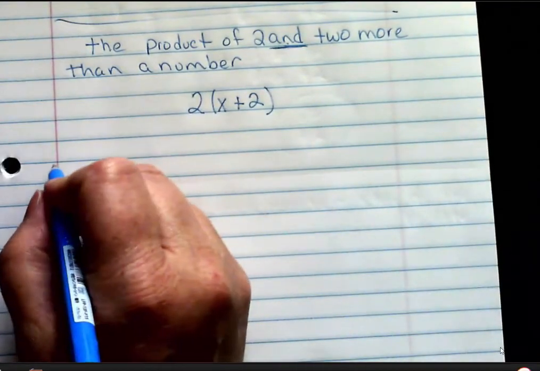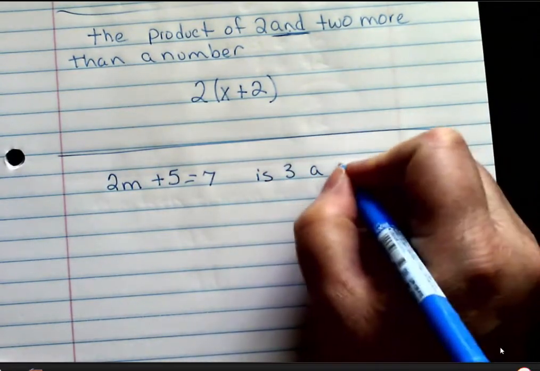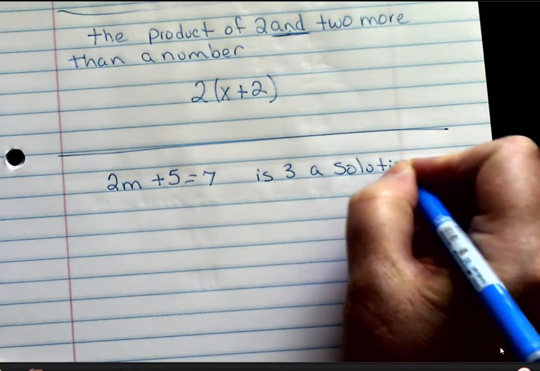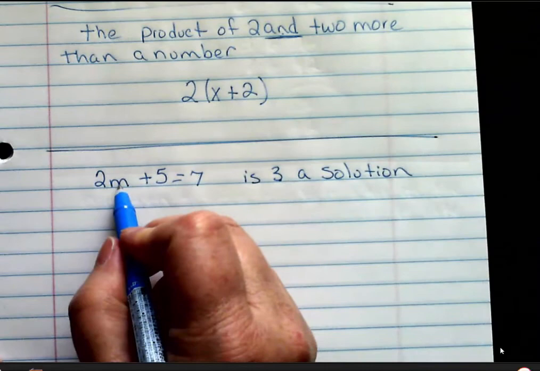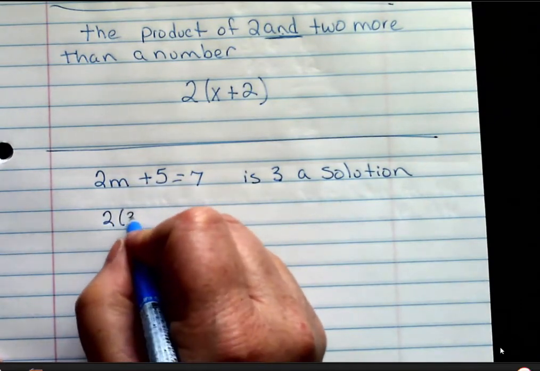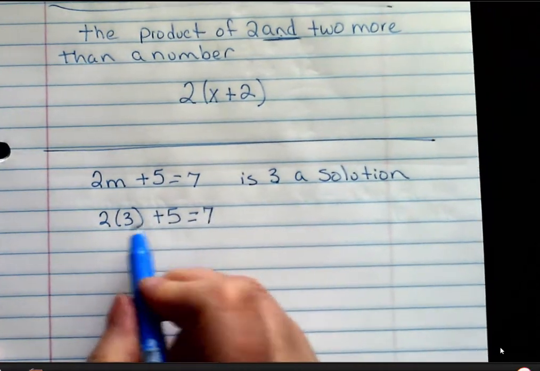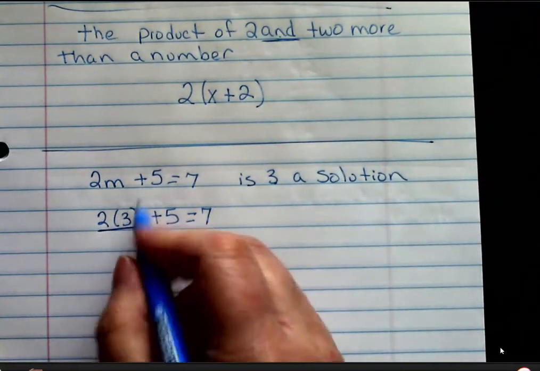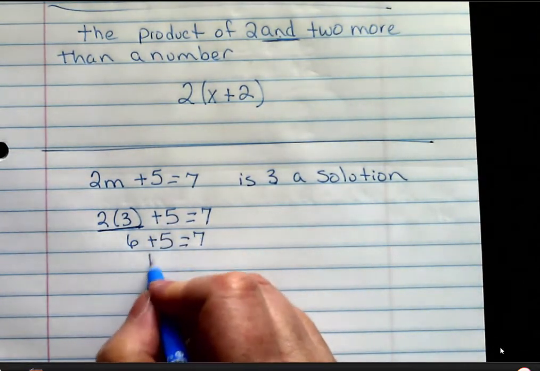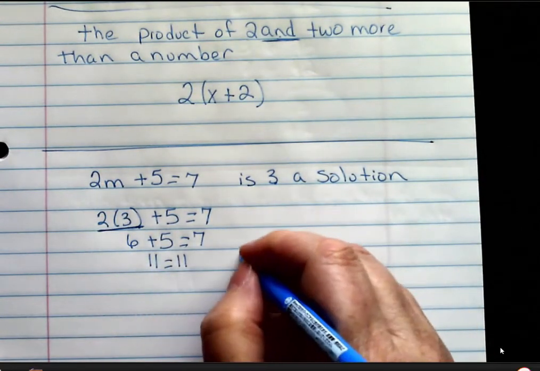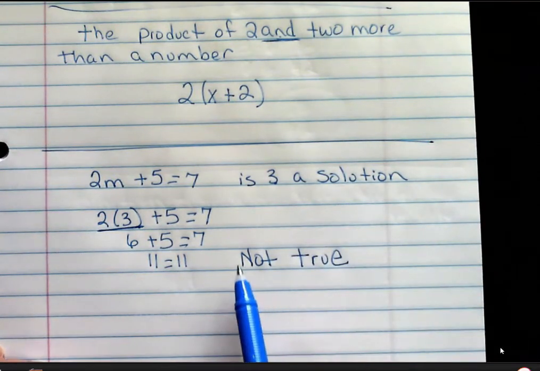All right, let's do solutions. I'll give you an equation. Is 3 a solution? So what you want to do is plug in 3 for m. 2 times 3 plus 5 equals 7. What's 2 times 3? 6. Does 6 plus 5 equal 7? No, so this is not true because 3 is not a solution.